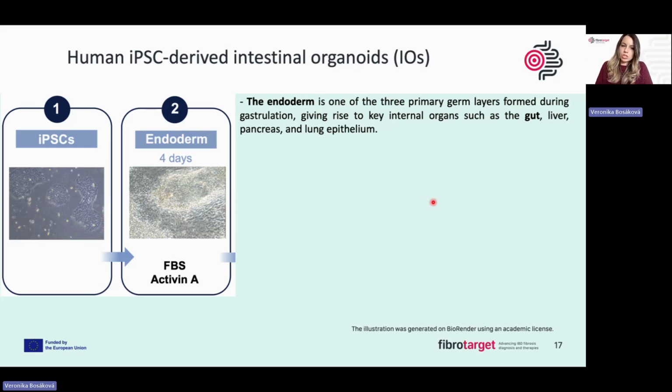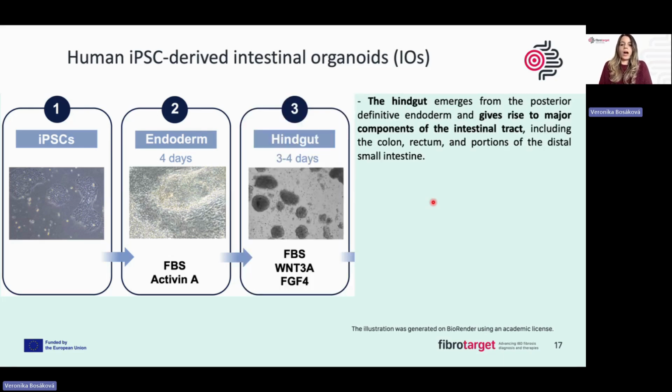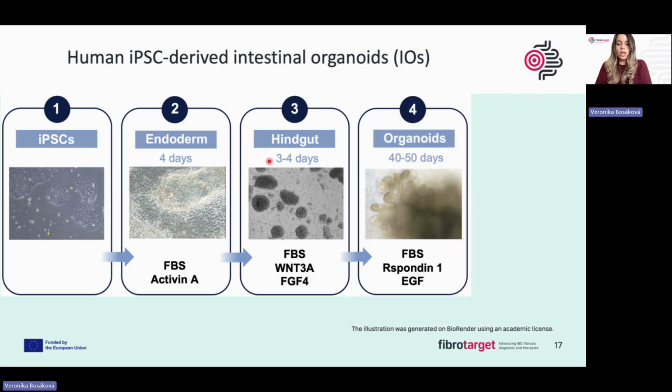After the endoderm differentiation, we differentiate the cells to hindgut, which gives rise to major components of the intestinal tract. At this stage of the protocol, the cells spontaneously form clumps, which we call spheroids, that start floating in the media. At this phase, we collect the spheroids and embed them in an extracellular matrix, which supports the cell growth.